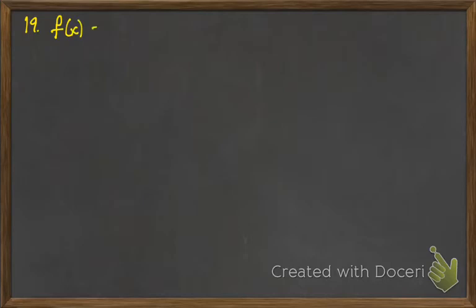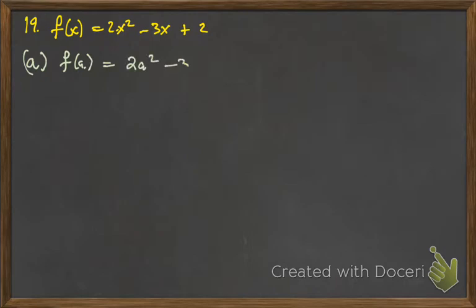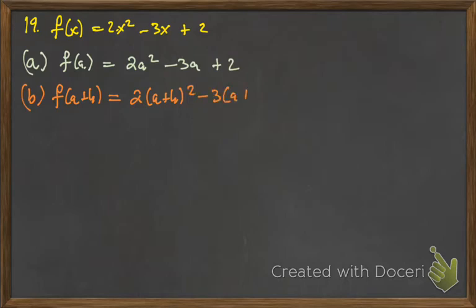So we're going to look at f of x equals 2x squared minus 3x plus 2. So first thing we're going to do is we're going to find f of a. So we're just going to plug in a for the x. And then the fun part is to find f of a plus h, because we're going to have to FOIL and do a bunch of distributive property. So it's a little bit of a mess, but it's not too hard. So 2 times the quantity a plus h squared minus 3 times a plus h plus 2.